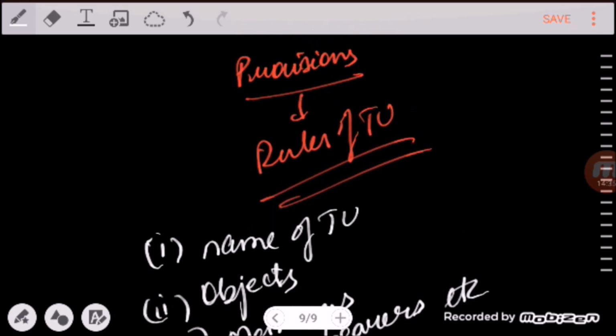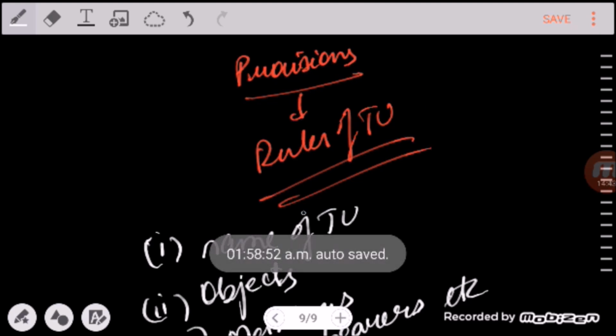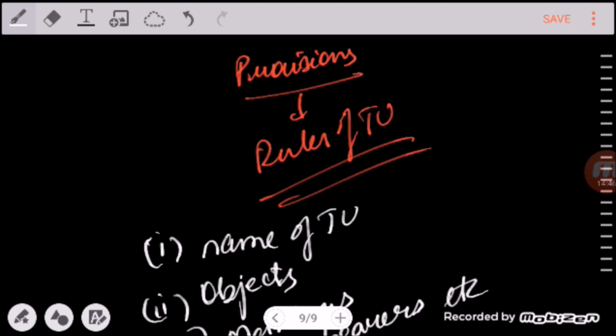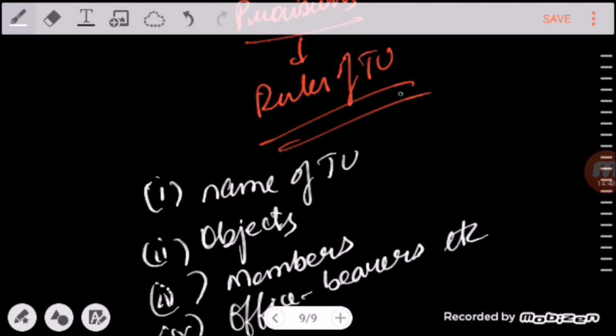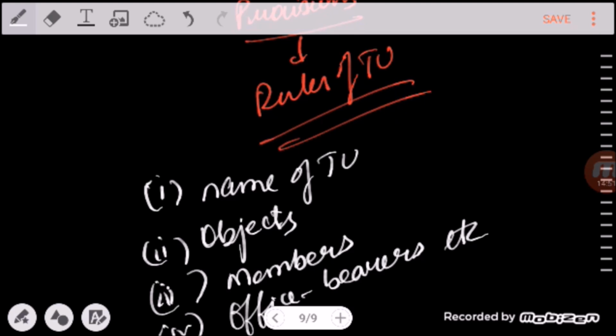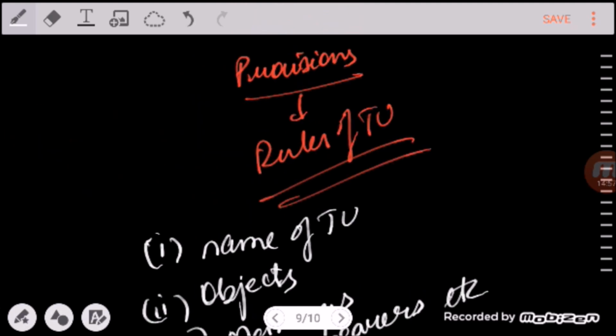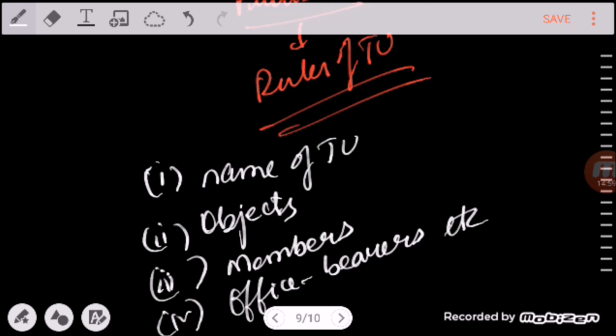I repeat, provisions to be contained in the rules of a trade union. What provisions should be included in the rules? Name of the trade union, objects of the trade union, list of members and list of office bearers, etc. Now we'll discuss the power to call for further particulars and to require alteration of name. The registrar has the power to call for further particulars and to require alteration of name if he thinks fit.